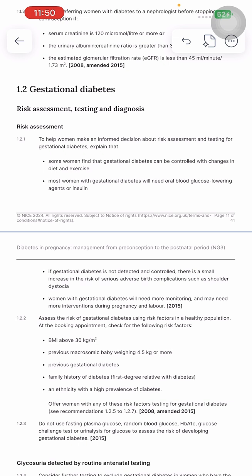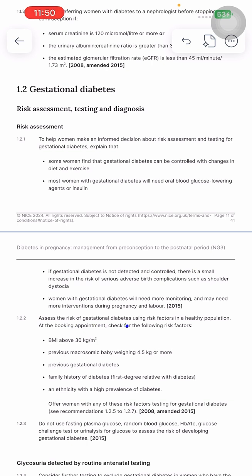So, to help women make an informed decision about risk assessment and testing for gestational diabetes, explain that some women find that gestational diabetes can be controlled with change in diet or exercise. Most women with gestational diabetes will need an oral blood glucose lowering agent or insulin. If gestational diabetes is not detected and controlled, there is a small increased risk of adverse birth complications such as shoulder dystocia. Women with gestational diabetes will need more monitoring and may need more intervention during the pregnancy and labor.